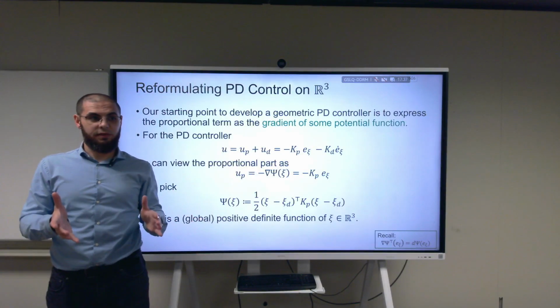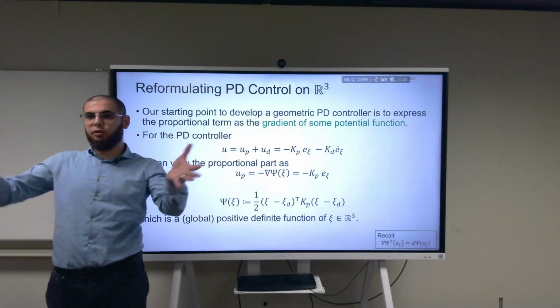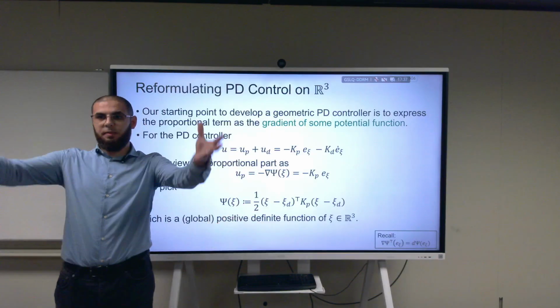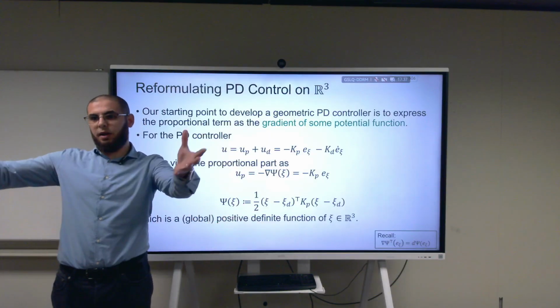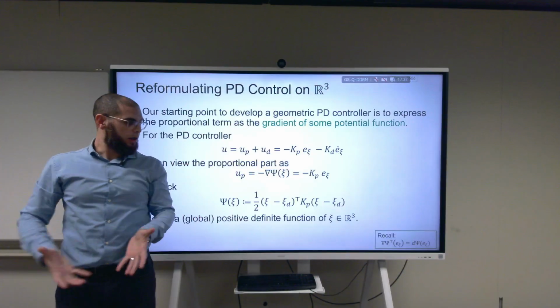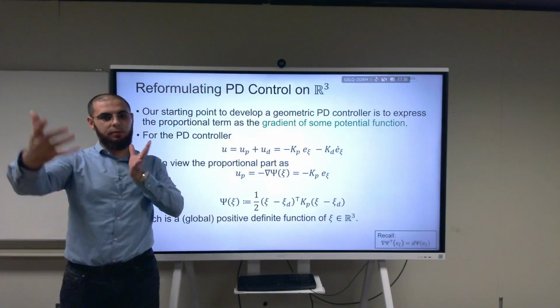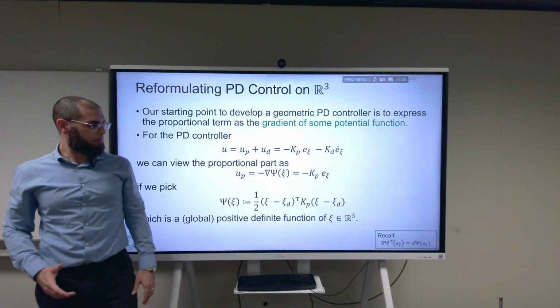It's exactly positive definite, but not only that, it's also radially unbounded. What does this function actually look like? It's a quadratic. It's a bowl. It's a parabola, in general, in all directions. Even in n dimensions, it's still a parabolic function.